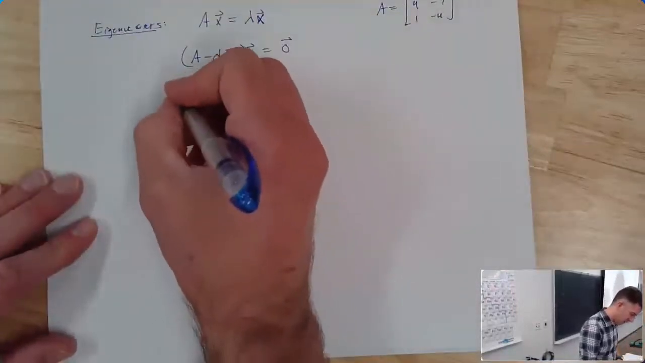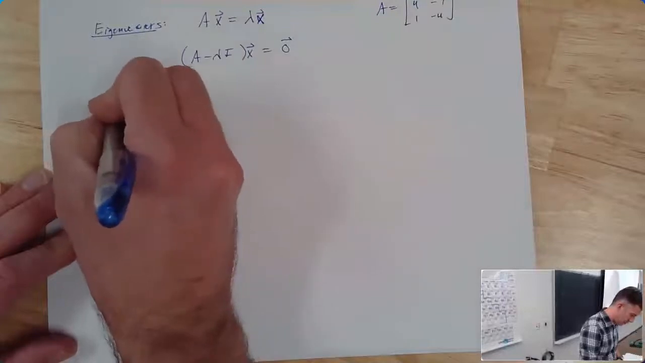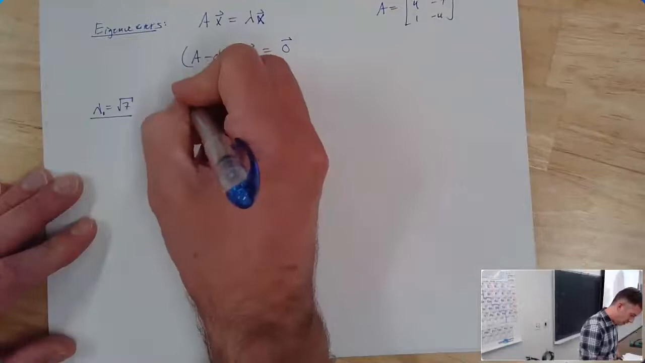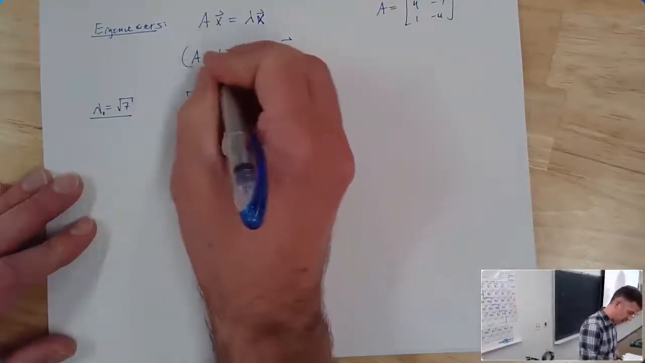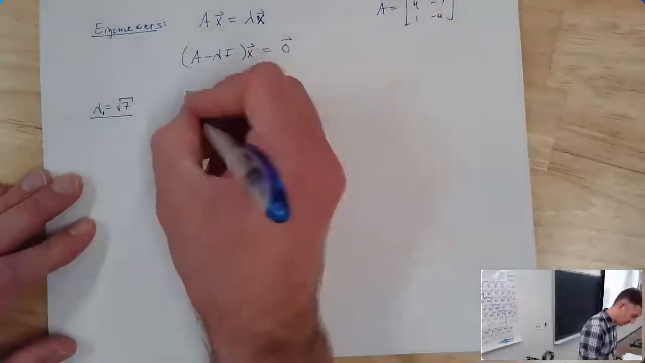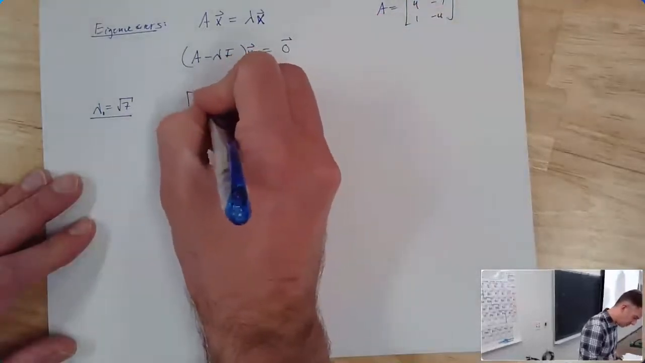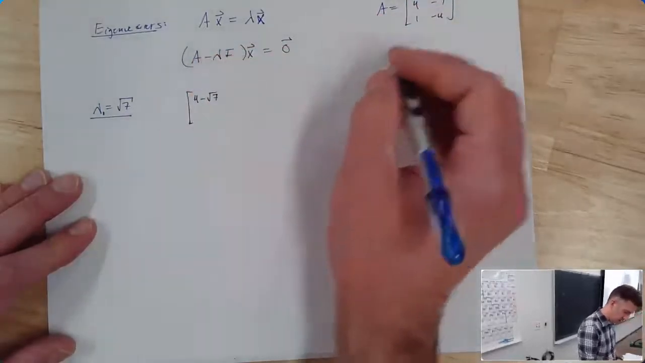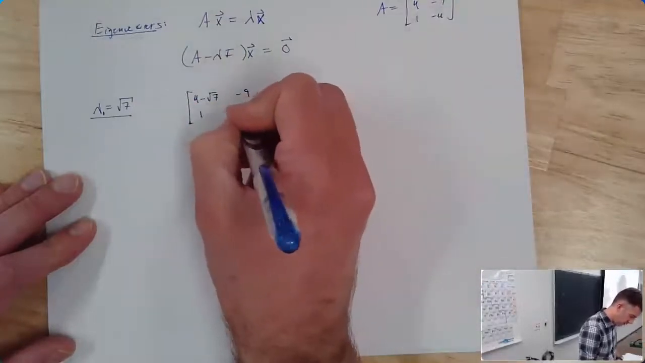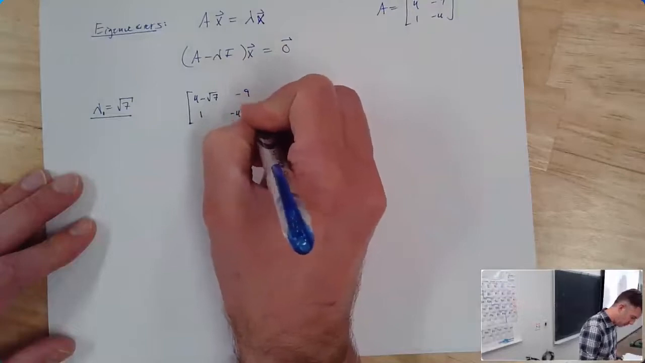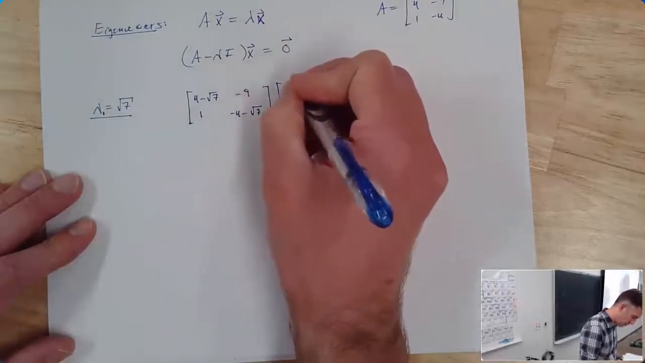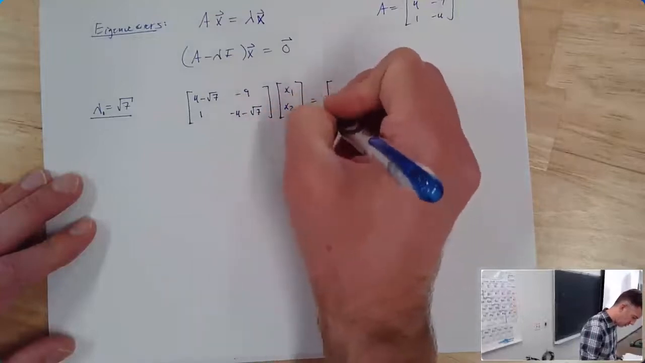All right, so we've got lambda equal to the square root of 7. Let's call that lambda 1. We have our matrix A minus lambda times our eigenvalue, sorry. So 4 minus the square root of 7, then we've got -9, and then 1, and then -4 minus the square root of 7, times x1, x2 equals 0, 0.